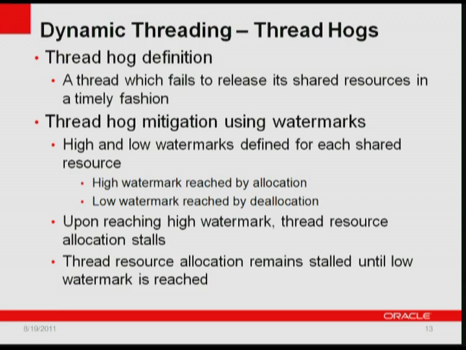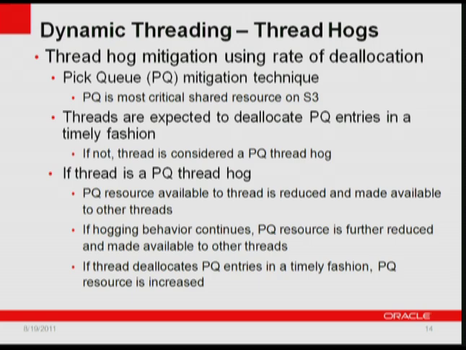The first is using watermarks. Watermarks really boils down to looking at the number of entries that are already allocated to make decisions about future allocation. So for each resource, we define a high and a low watermark. And as a thread allocates, if it reaches the high watermark point, we assert a stall so that that thread can no longer allocate that particular resource. And that stall remains in place until the thread deallocates enough entries to achieve the low watermark, at which point we release the stall and the thread's able to get more of that resource again.